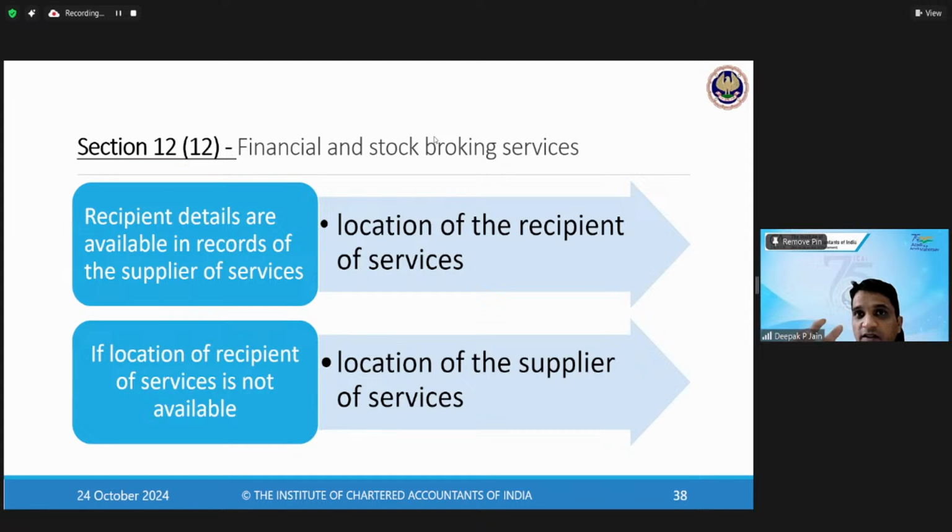So basically, banks can give services to other persons who are not their account holders. In that case, the address is not available, and neither is the place of the recipient. So in those cases, the place of supply will be the location of the supplier of service, that is the bank's address. So if bankers provide services to any persons other than their account holders, they will charge CGST and SGST.